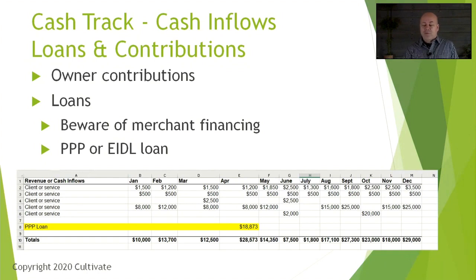The other form of contribution will be a loan. So this isn't revenue. It's a way of financing. So the PPP loan or the EIDL loan will be an example of a loan that you might be able to get right now, and we're going to plug that in here as a cash inflow.